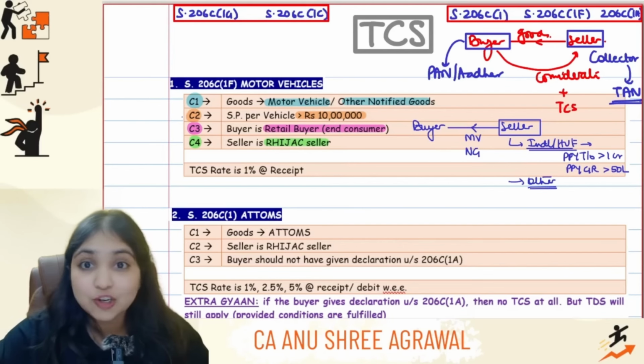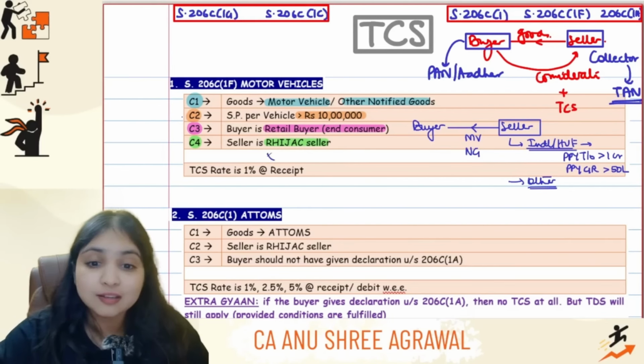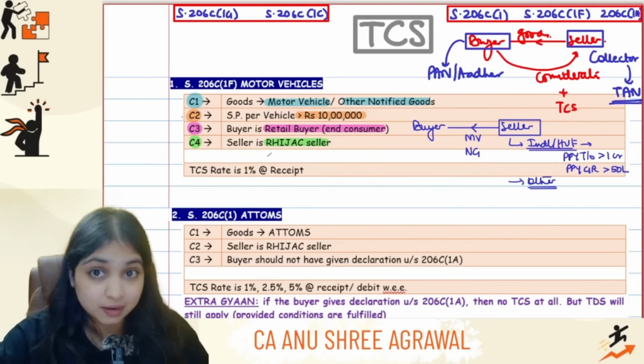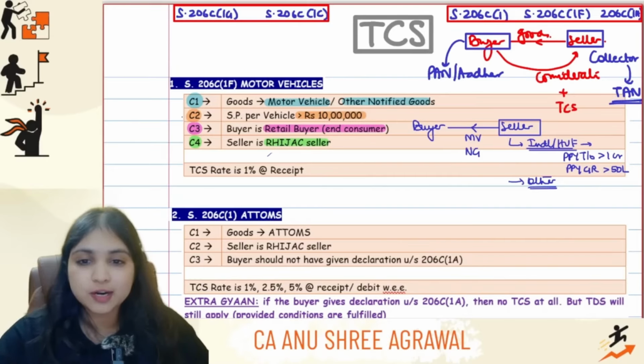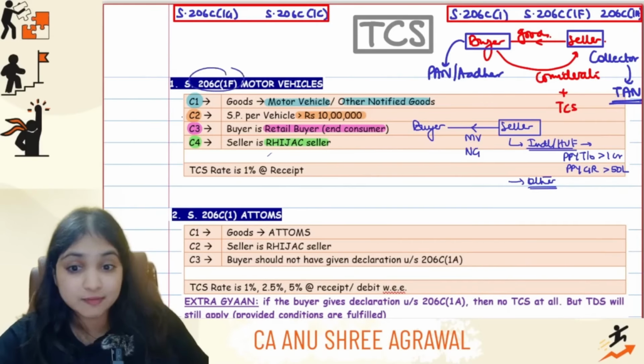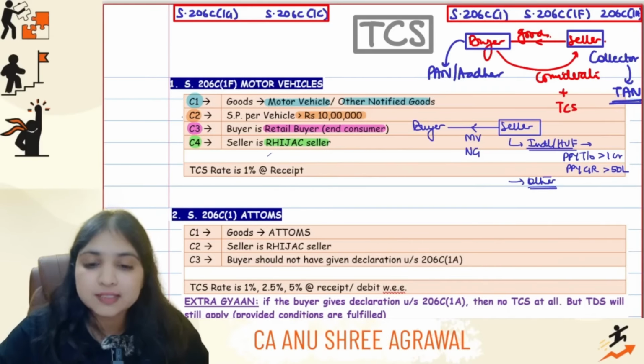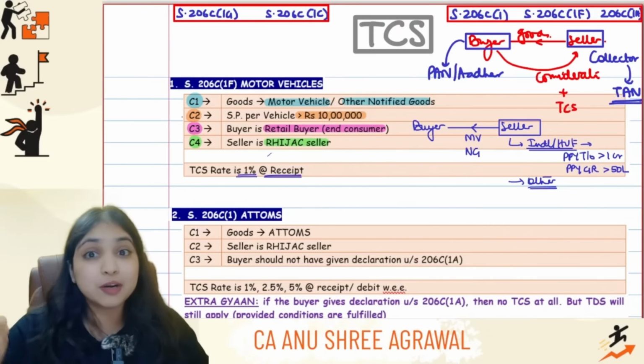Now in the examination, don't go and write R hijack seller and all. This is only a mnemonic to help you remember and to help you recall, but you will be writing this instead. Okay, so 4 conditions. If all these 4 conditions are fulfilled, welcome to 206C1F. Under 206C1F, TCS will be at the rate of 1% at the time of receipt. Okay, what are the 4 conditions? Come on guys, learn it with me.